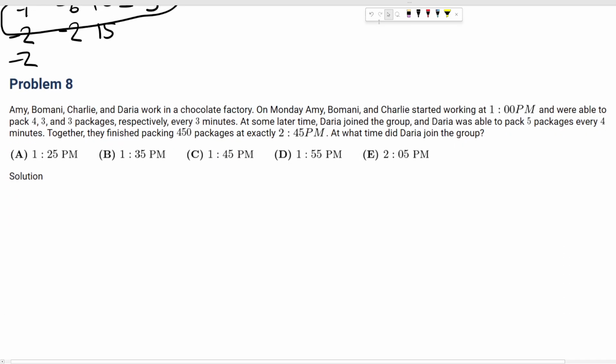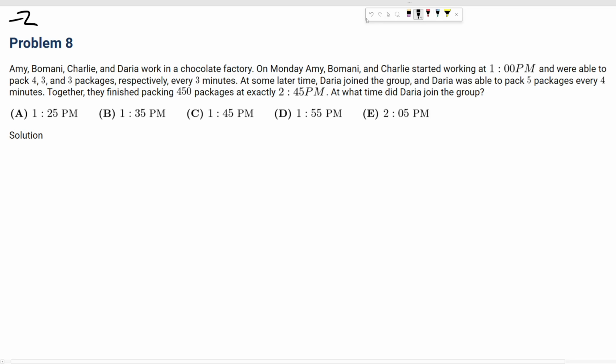A, B, C, and D. Let's just call them A, B, C, and D because it's easier that way. They work in a chocolate factory. A, B, and C started working at 1 p.m. and they can pack this many packages every 3 minutes. Later, D joins them and they can pack 5 every 4 minutes. And they packed 450. So first of all, let's find out the total amount of time they worked for, right?